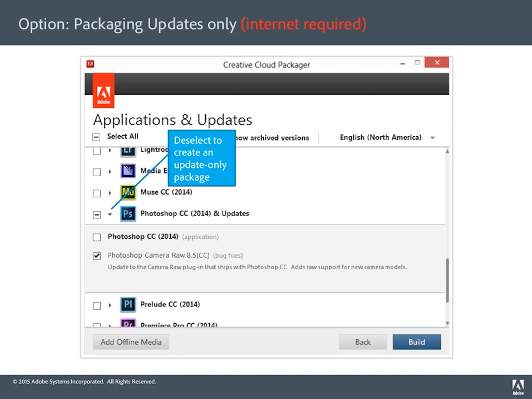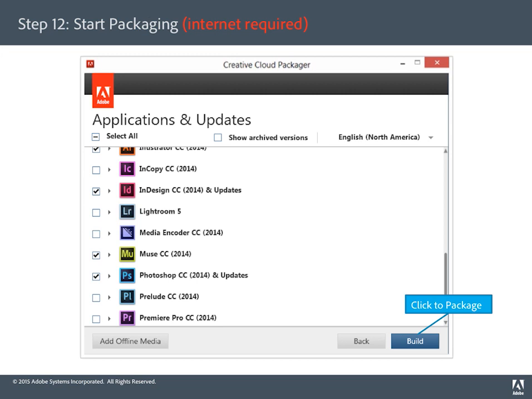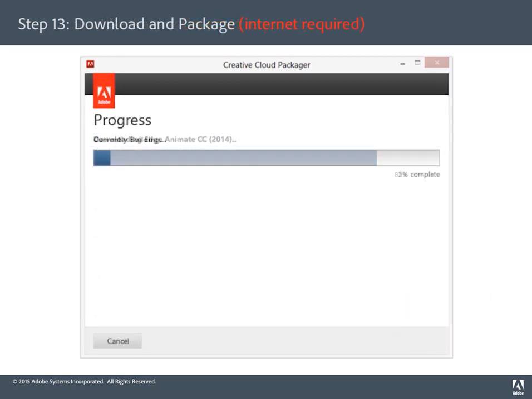If you twirl down the arrow next to the app, you will see all of the updates which are available for that app. When you do so, simply deselect the app itself, in this case Photoshop, and select all of its updates. Then, deselect the checkbox next to the application to create an update-only package. Once you've selected all of the apps and updates, you are ready to package. Click the Build button to begin the build process.